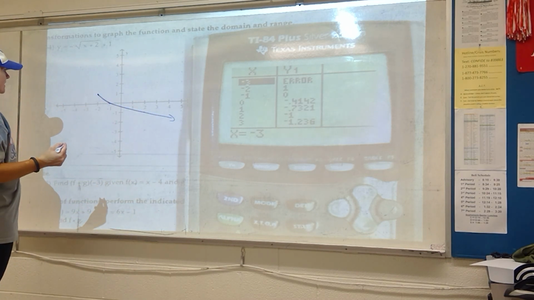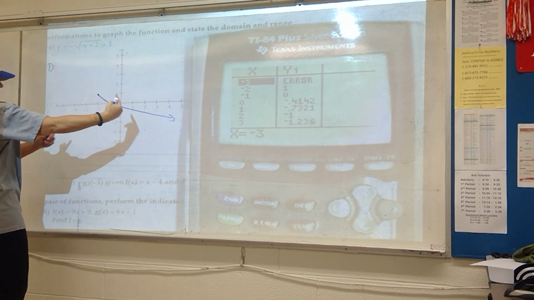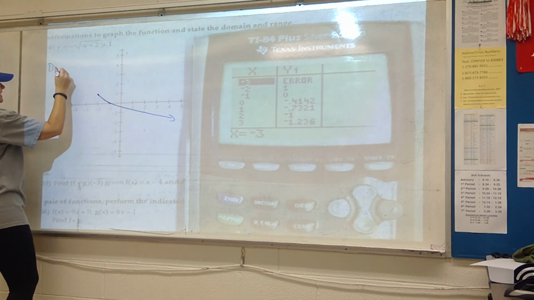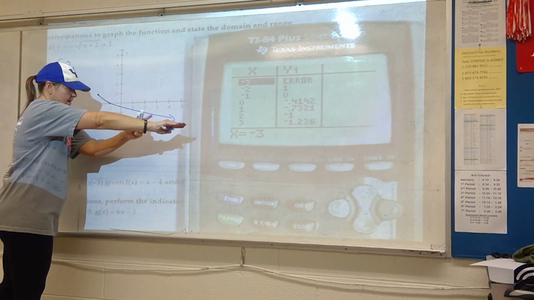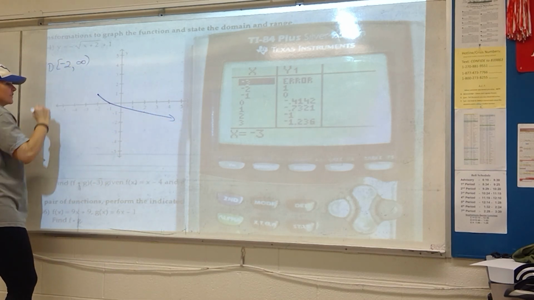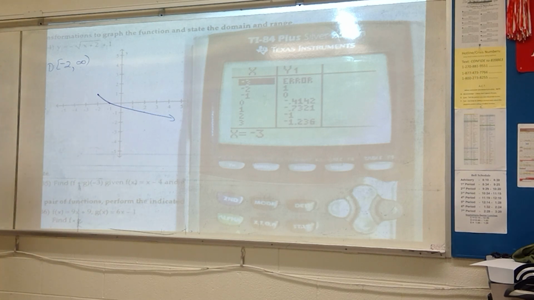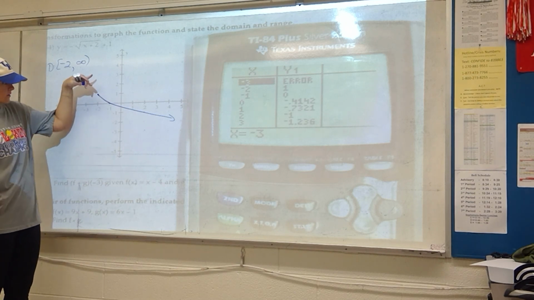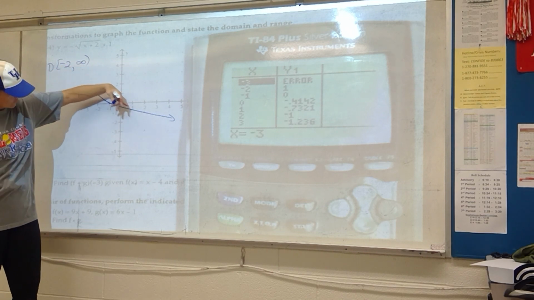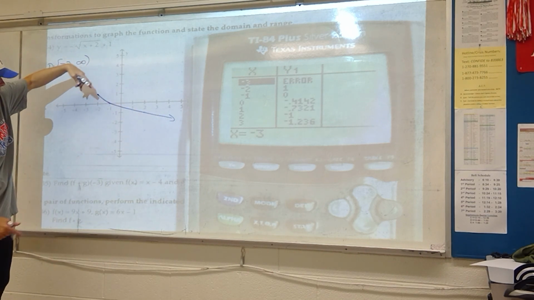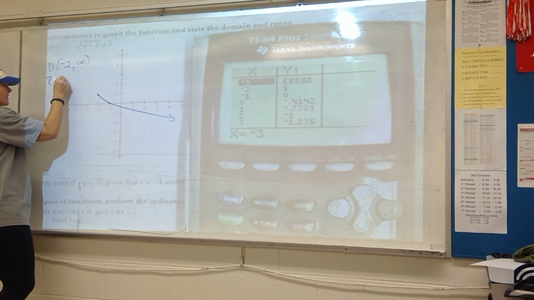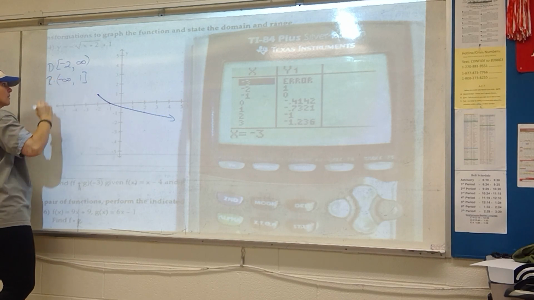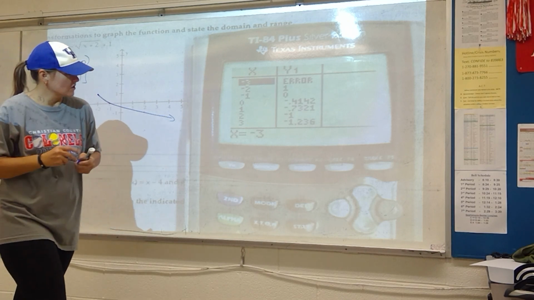Now it wants domain and range. Domain is x. X only goes as far left as -2. It touches there, so brackets. It goes right forever, infinity, you never equal infinity, so parentheses. Range is your y values. Y goes down forever, but it does not go up forever. The y's only go up to 1. So on your range, we start at the bottom, negative infinity, go up to 1, bracket on 1, parentheses on negative infinity.